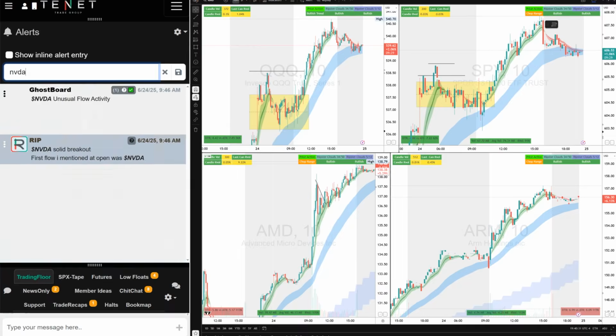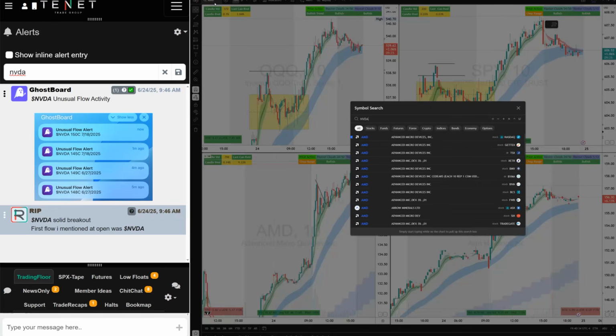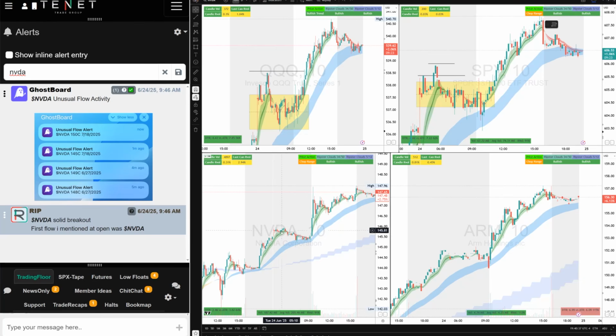NVIDIA did have a flow at the open. There was a lot of flow. I mentioned the flow right at the open. It's a strong sector, good flow, but after that it kind of chopped out a bit, right? So let's look at some other names.